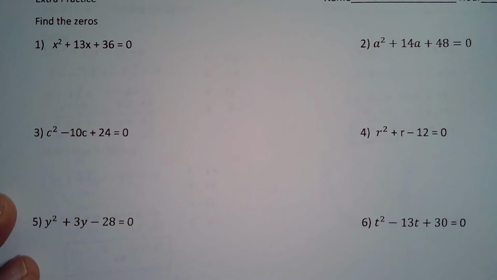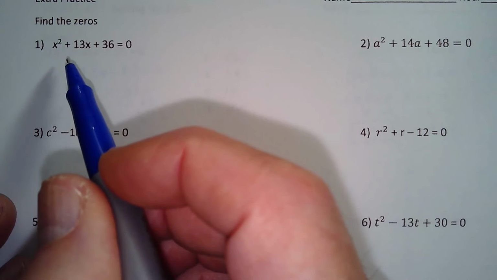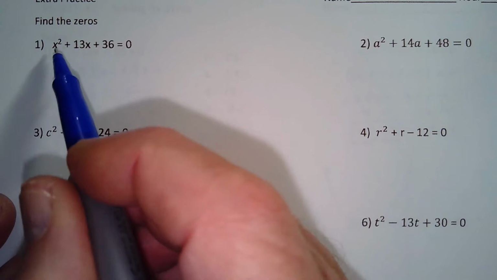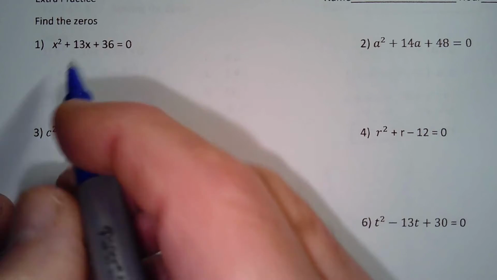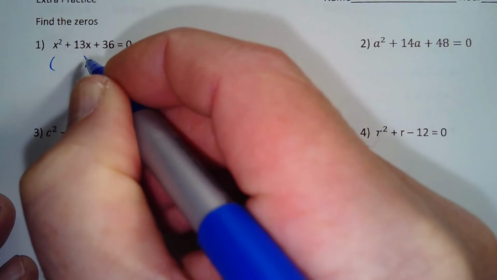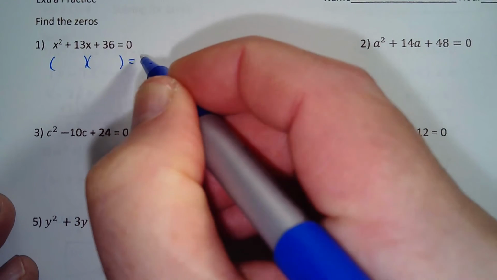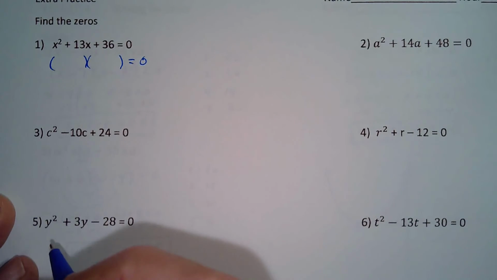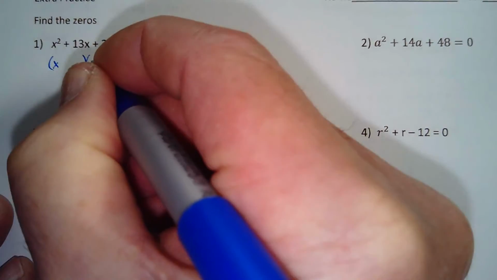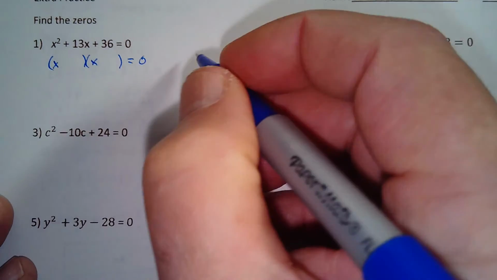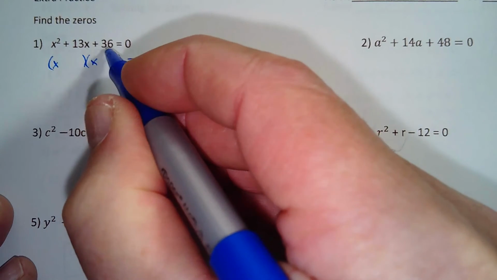All right, here we go. We're finding zeros. That's just the same thing as finding the answers, the values of x that will make this equation true. And so we're in this factoring unit, so our method for today will be factoring and using the zero product property. So I'm going to put x's first here, and then do my magic with the 36.